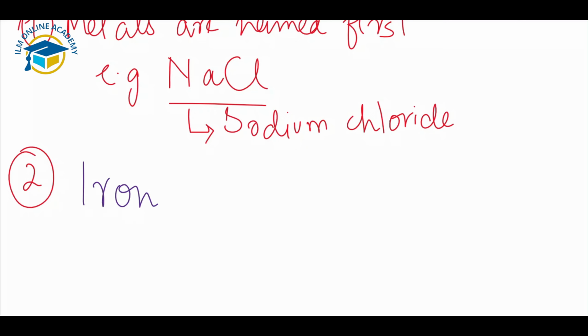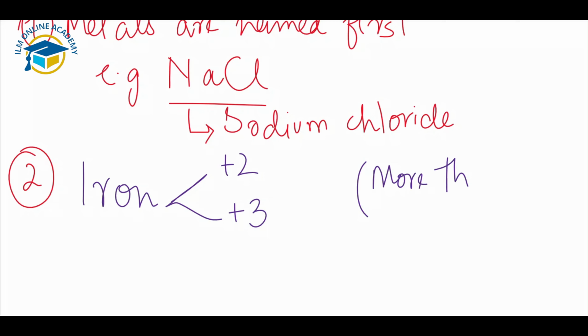Iron mostly has a variable valency because it is included in the transition metals. So iron can form +2 and +3. Iron can form two types of ions, +2 and +3. When a metal can form more than one ion, the ions are formed by a single metal, so the name indicates which ion is present in it.